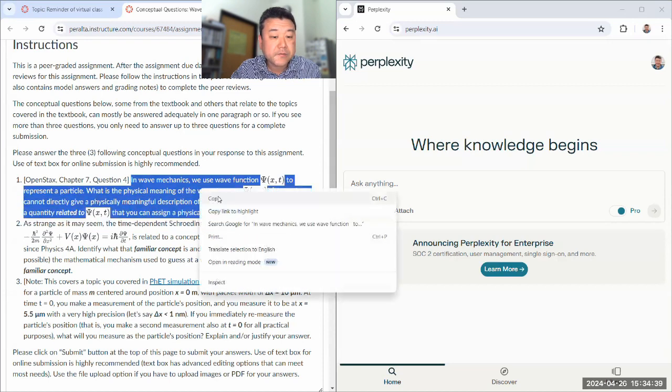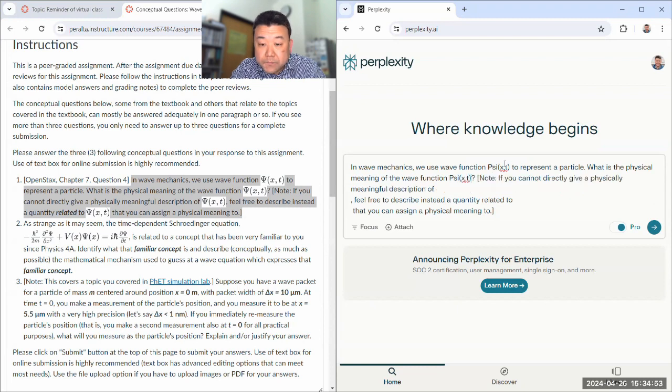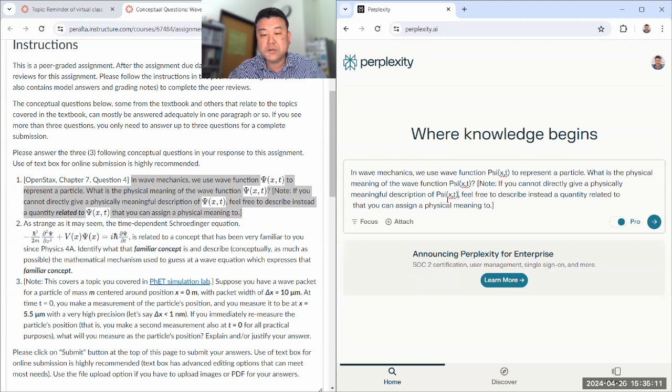So in wave mechanics, we use that wave function. Just type psi(x,t). And there's a different convention for when you use capital psi and when you use lowercase psi. Basically, for the time-dependent wave function, you use capital psi. The time-independent one, you use lowercase. If you cannot give a physically meaningful description of psi... oh yeah, there's no physically meaningful description of that. You have to take an absolute value squared, and that'll give you something related to, let me emphasize, related to psi(x,t). So absolute value squared will give you probability density, for whatever that means.